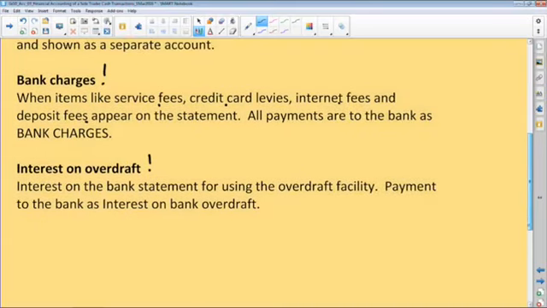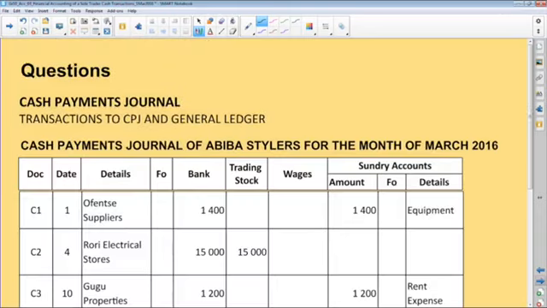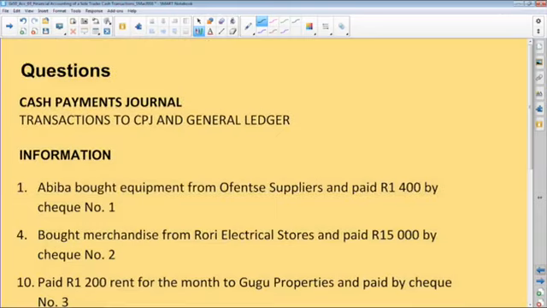And now let's jump into the transactions for the CPJ. Let's look at the CPJ. Again, the big five. Remember the big five? We need to look for 5 things. So we have the first one.